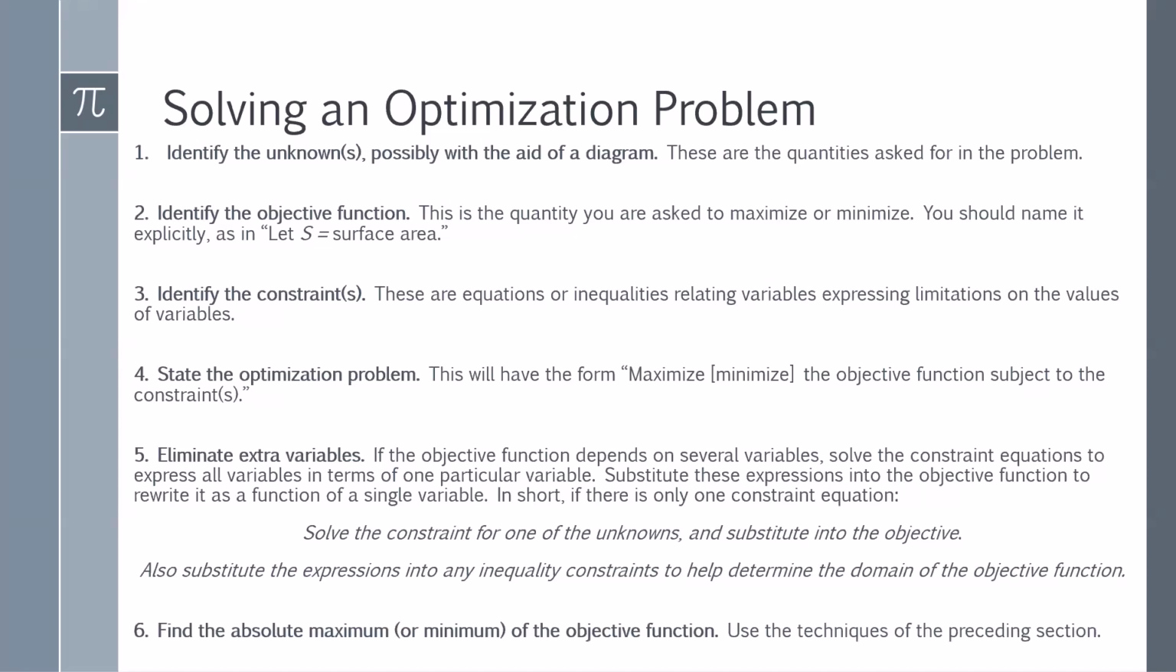Then find the absolute maximum or minimum of the objective function. We do this by differentiating and setting it equal to 0.